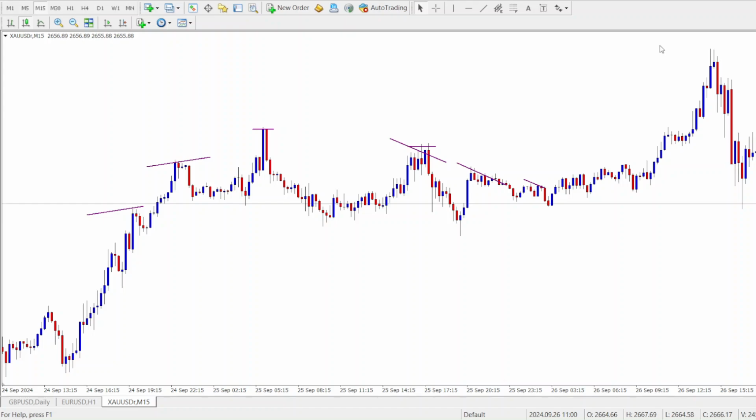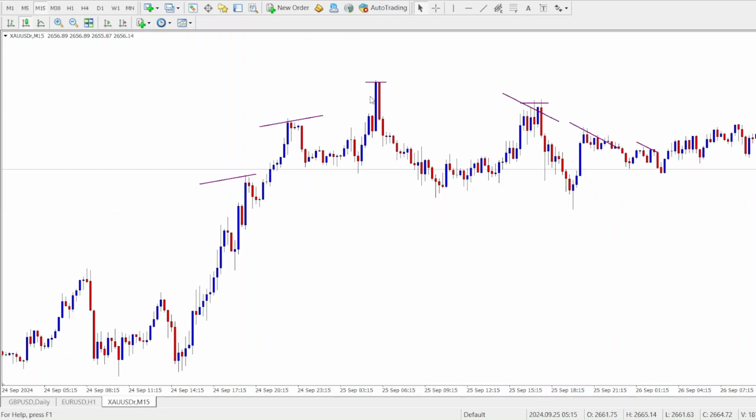It indicates a resistance level or a potential turning point. As we can see, there are potential turning points where price is likely to head downward.